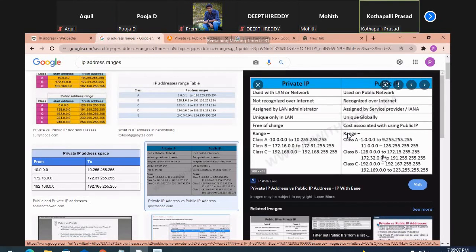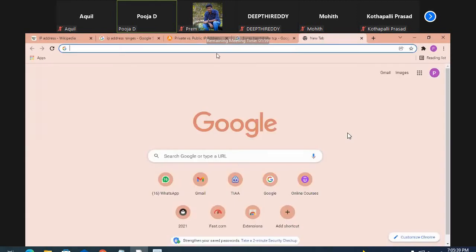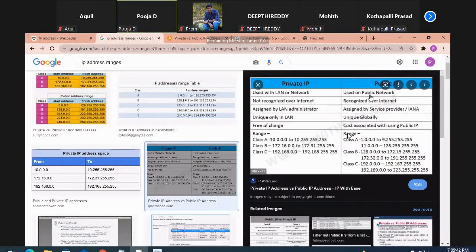Yes, ma'am. Okay, so it's a comparison of private IP address and public IP address. You can see here, private is used with a LAN or network, means in a single network. Public is used on a public network. Public network means what? Internet, right? Private is not recognized over the internet, means by using your private IP address, you can't search anything on the internet. Public is recognized over the internet. You can search anything, like if you search for what is my IP, that is also recognized on the internet, right?